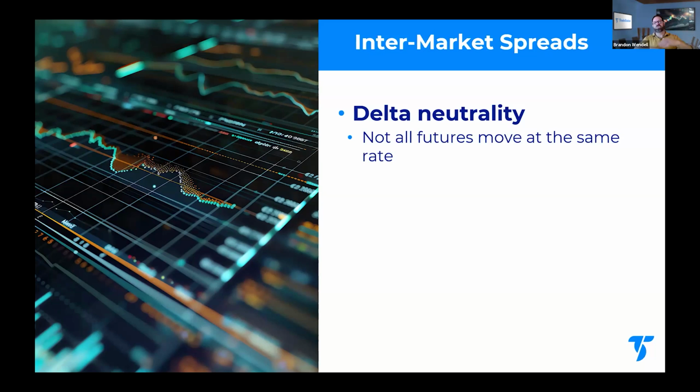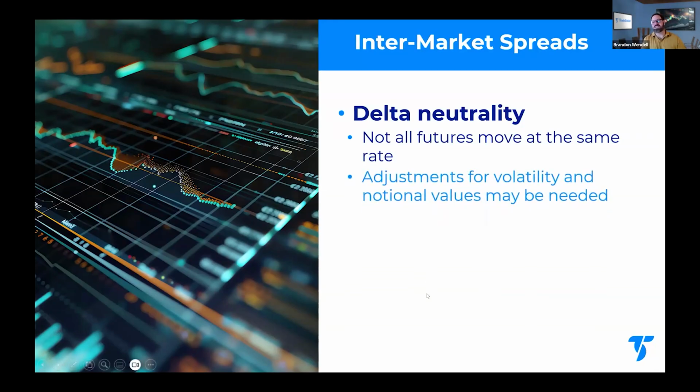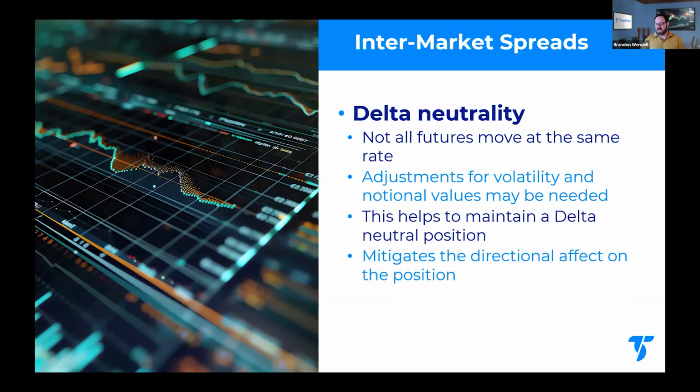We want to have that neutrality where it doesn't matter if both securities go bullish or bearish. We don't want that affecting the trade. We simply want to try to profit from the relationship between the two. Okay. So, how do we do that? Well, we need to make some adjustments based on volatility and notional values. Unfortunately, that's something you might have to do. So by doing that, maybe adjusting and buying extras or selling extras, it maintains a delta neutral position in the markets and it mitigates the directional effect, which is pretty cool.